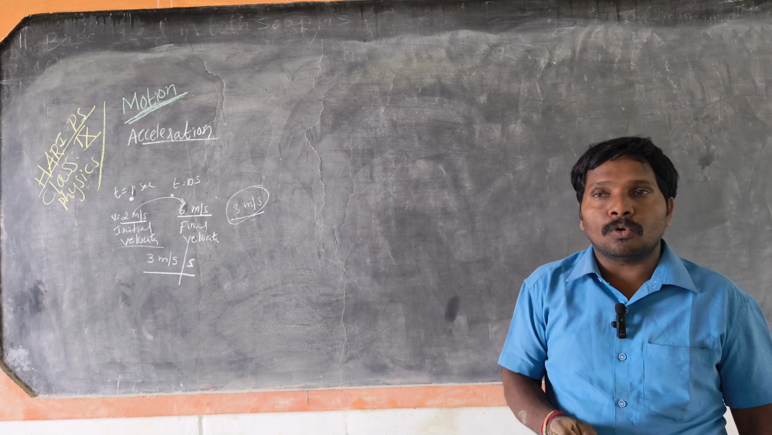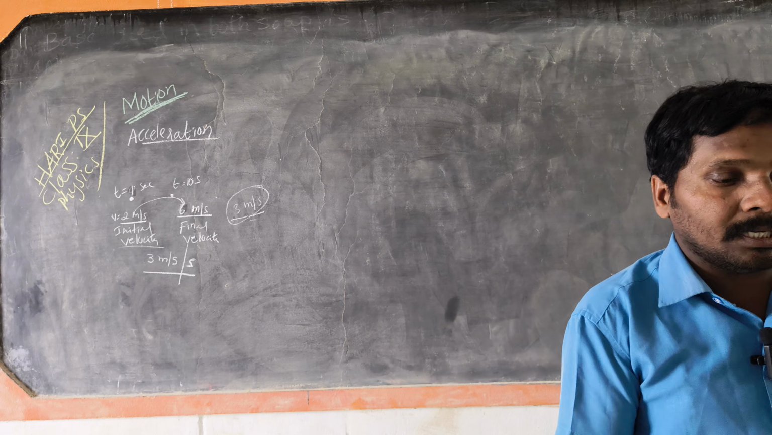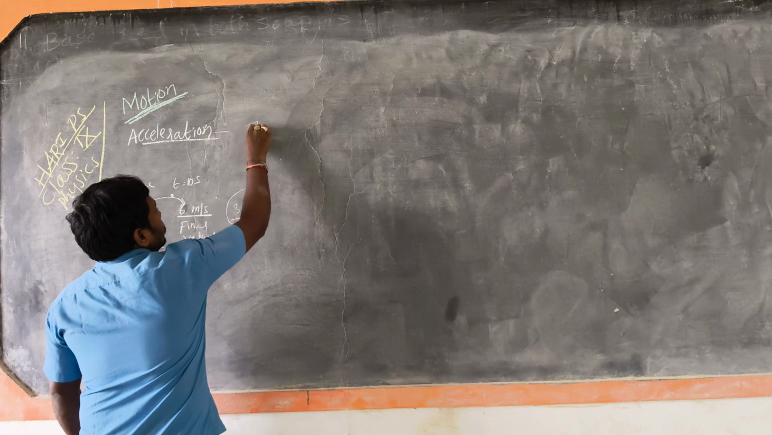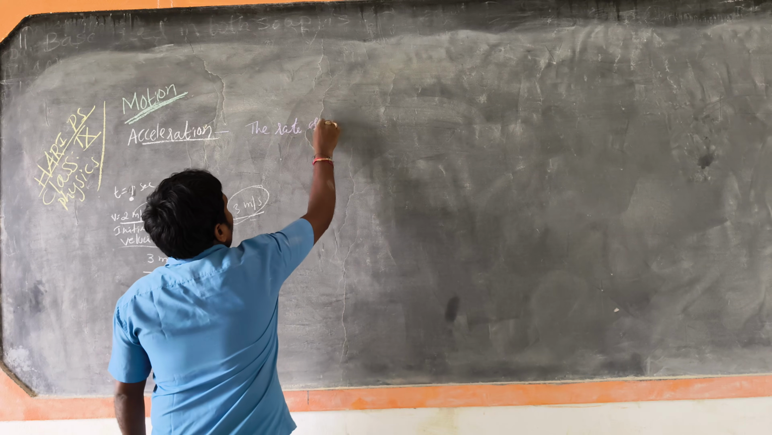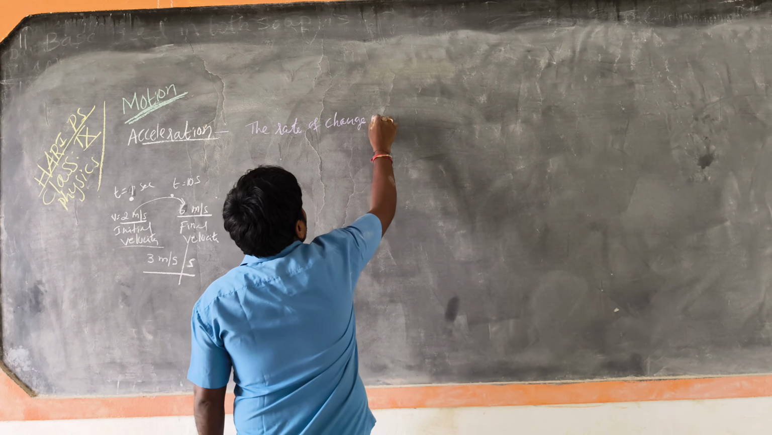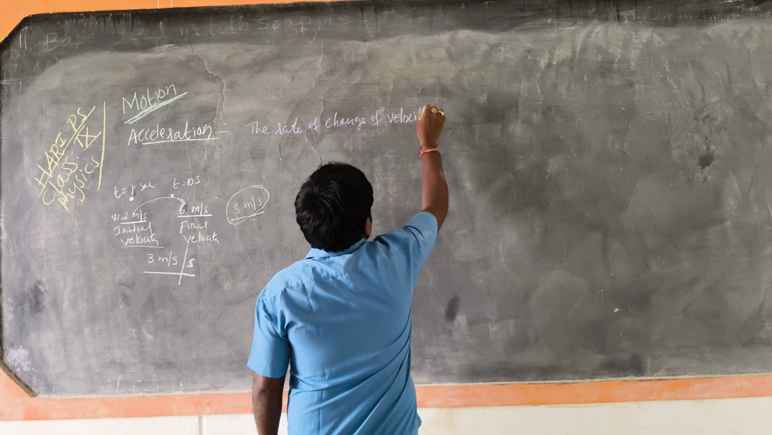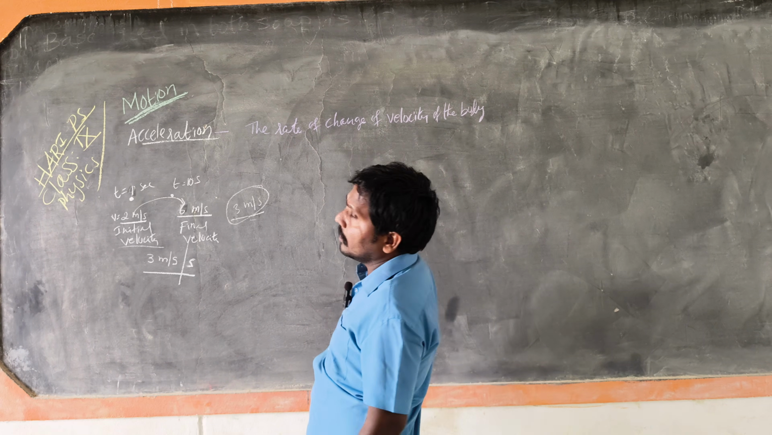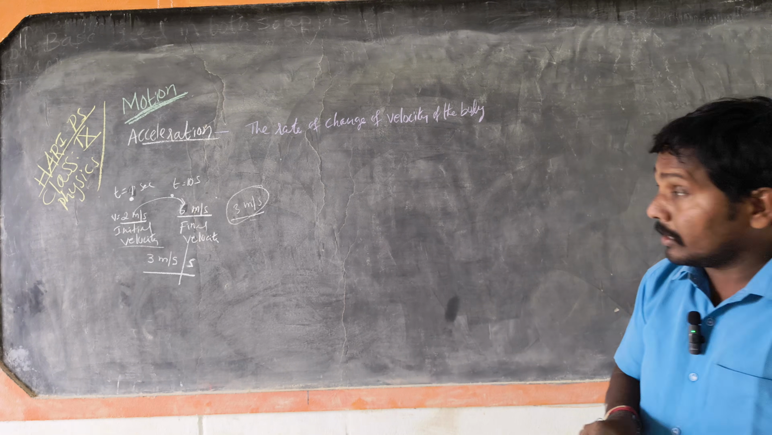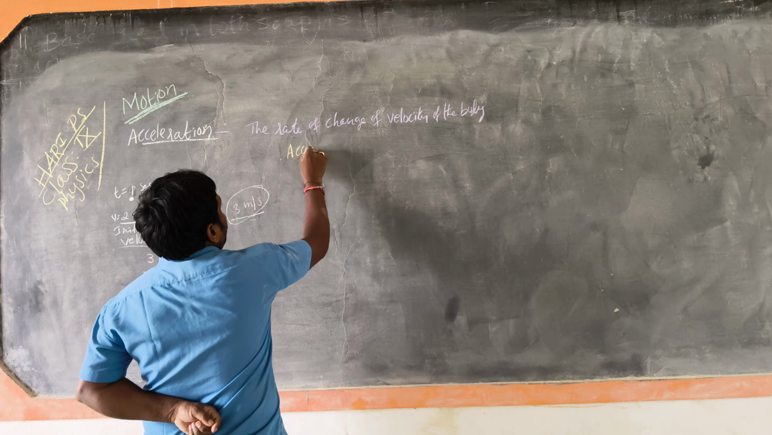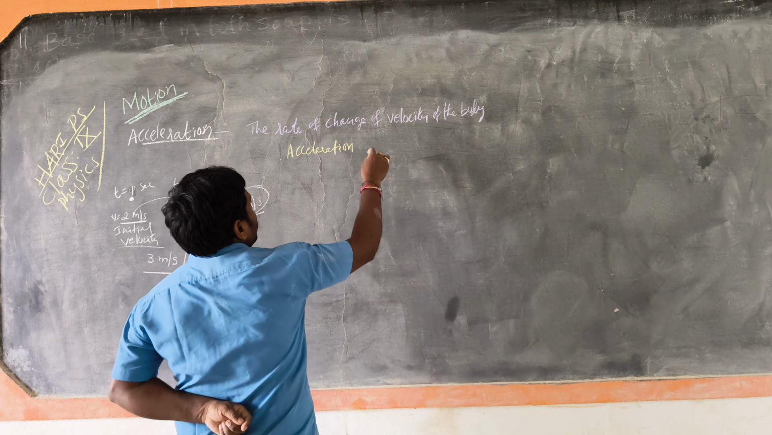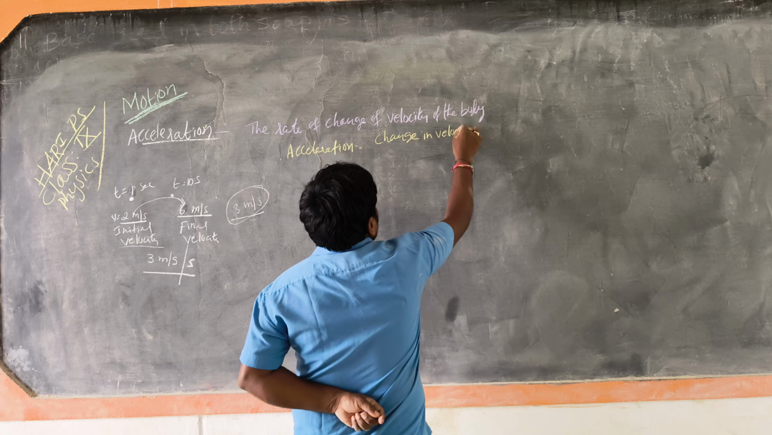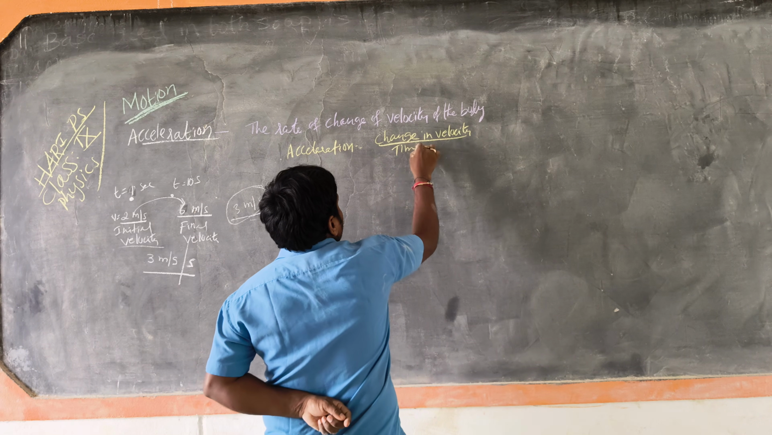2 meter per second. So that change in the velocity or the speed is called acceleration. So the rate of change of velocity of the body is called acceleration. So acceleration is equal to change in velocity by time.